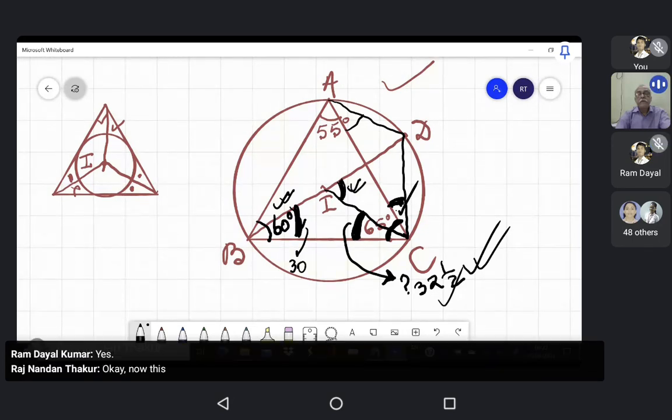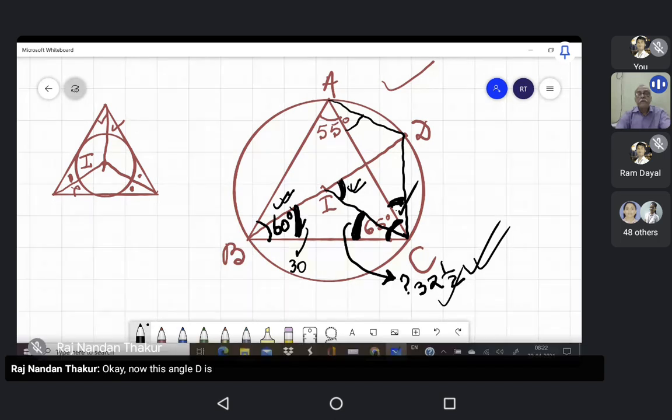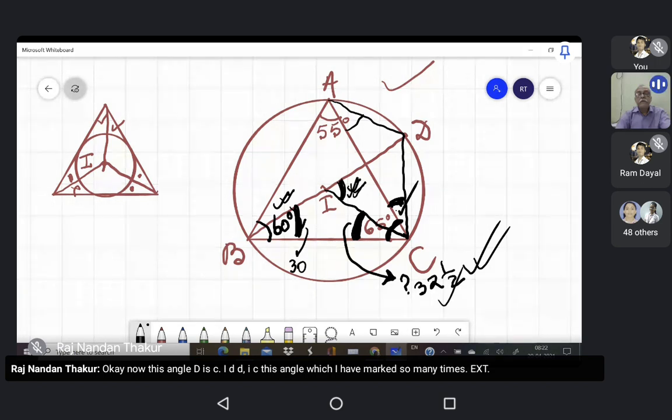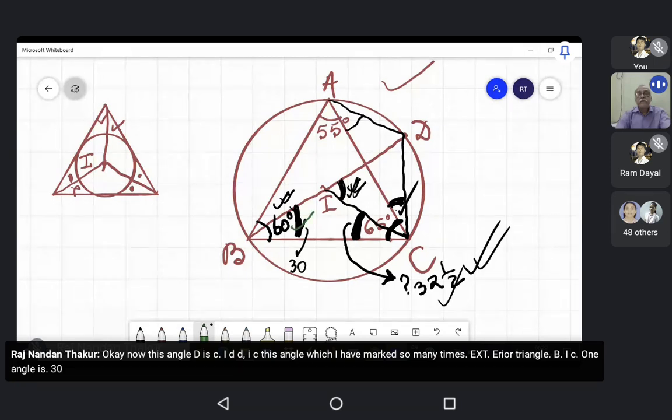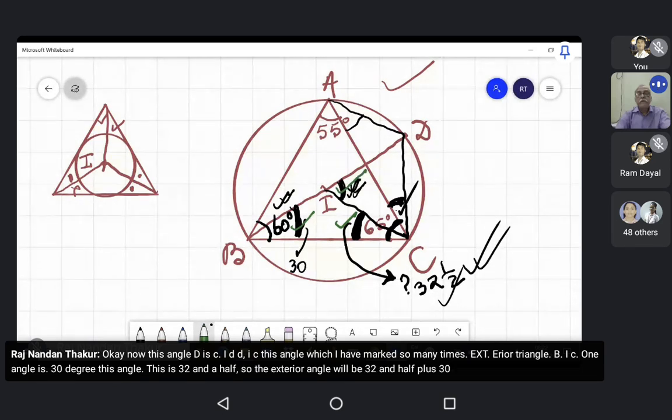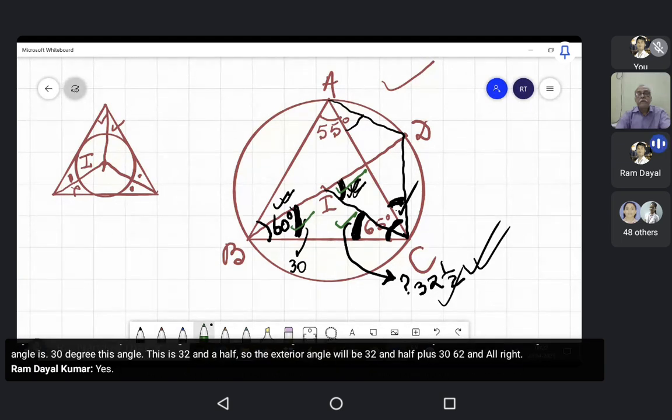Now this angle CID, DIC, this angle which I have marked so many times, is the exterior angle of triangle BIC. One angle is 30 degrees, this angle. This is 32 and a half. So the exterior angle will be 32 and a half plus 30, 62 and a half. Right? Yes, sir.